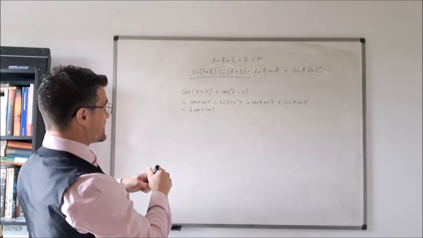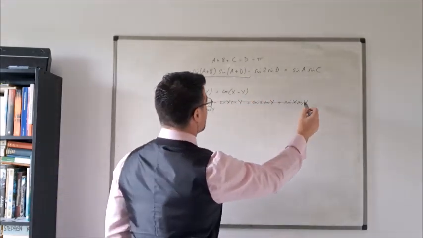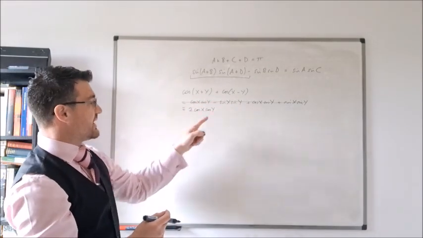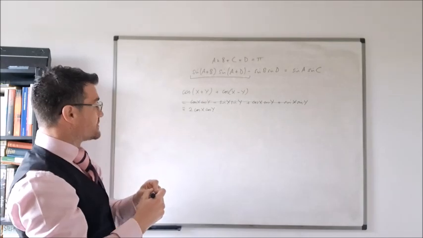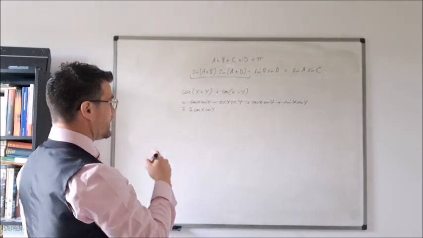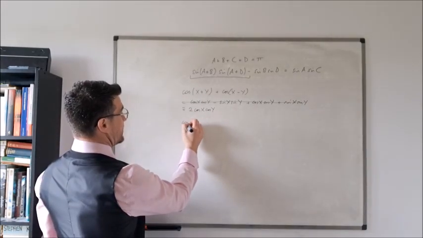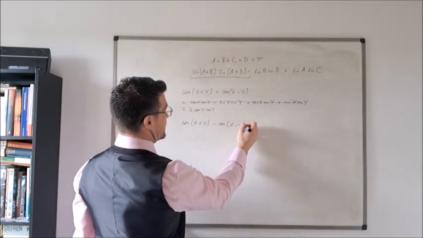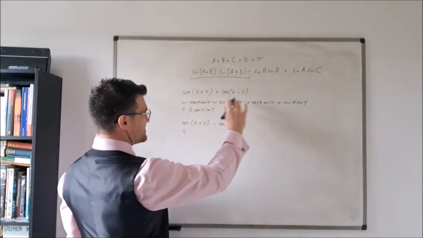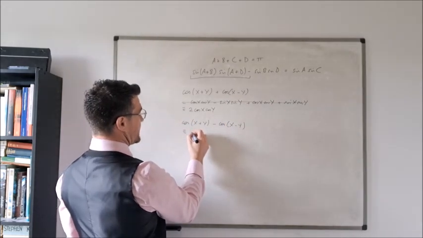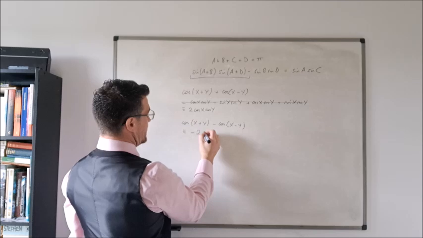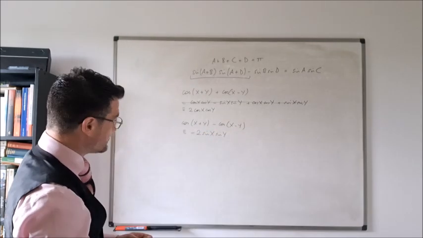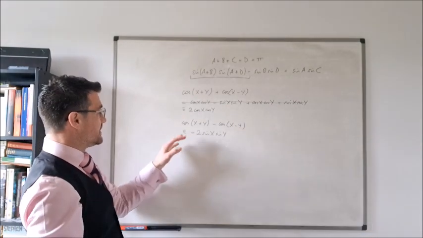So this is an identity. So forget about this. This is an identity. Okay, cos x plus y plus cos x minus y is identically equal to twice cos x cos y. We also have that cos x plus y minus cos x minus y is identically equal to, using a similar kind of approach, similar kind of argument, we get minus 2 sine x sine y. Okay, notice that there's a minus sign here.